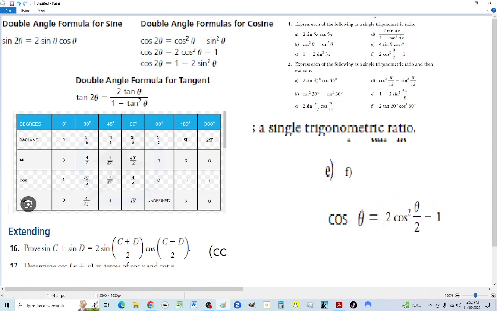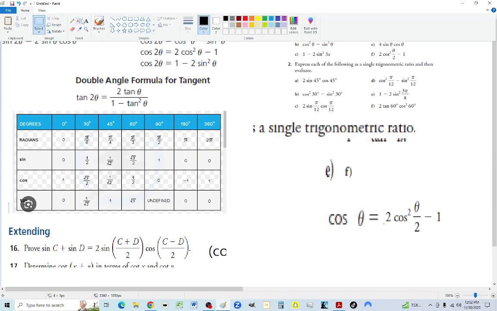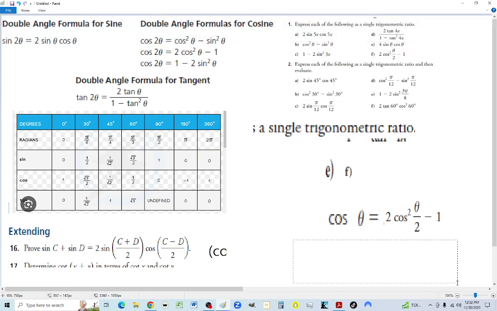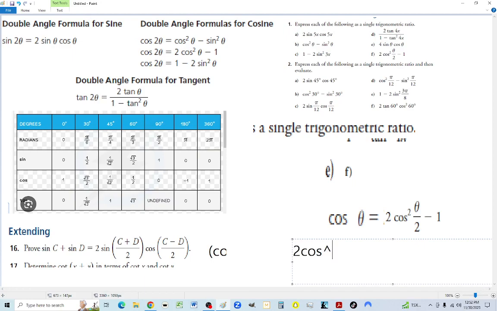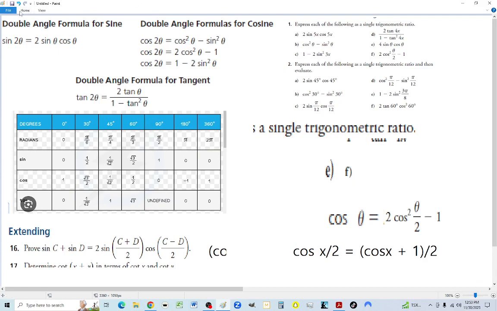And the reason they're bringing this up is now we can isolate a half angle formula. And we can say, okay, therefore, 2 cos squared, let's just do x over 2 instead of theta, is equal to cos x plus 1. Then I'm going to divide everything by 2. And then I'm going to square root it because this is squared, which means the cos of a half angle is equal to the square root of the cos of the full angle plus 1 divided by 2.